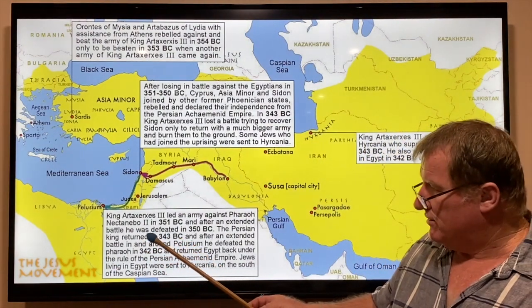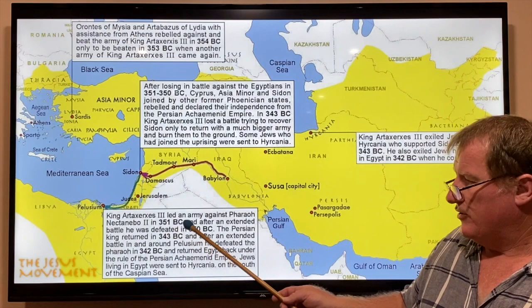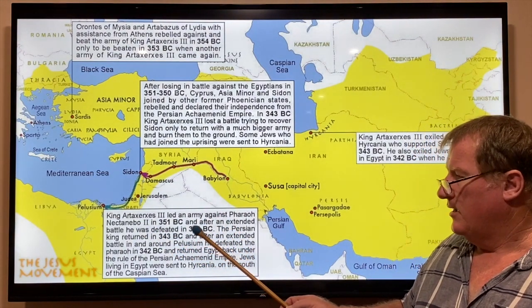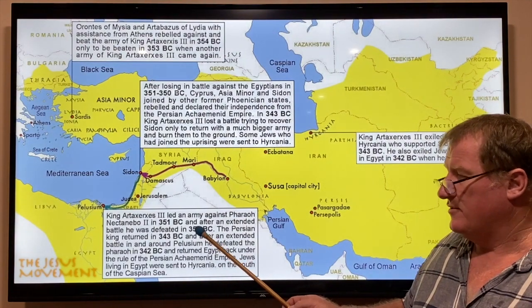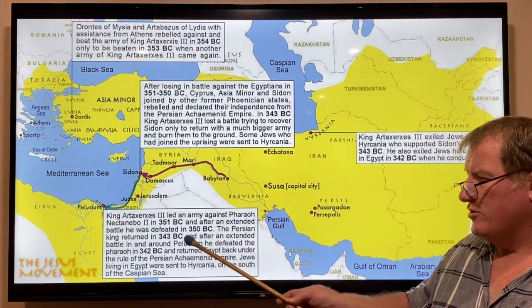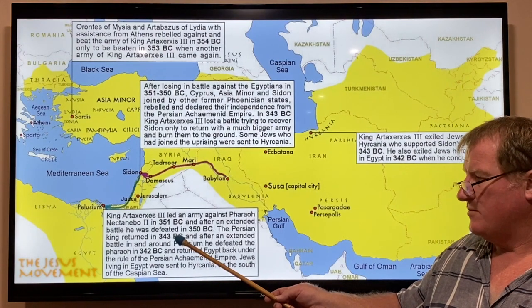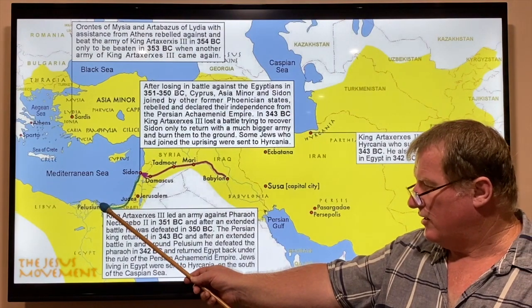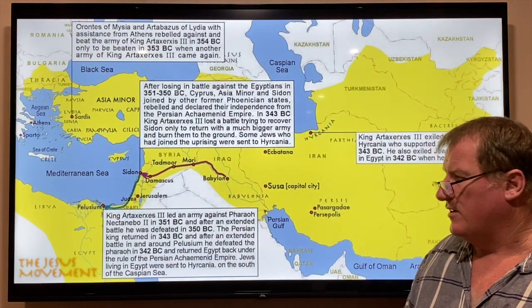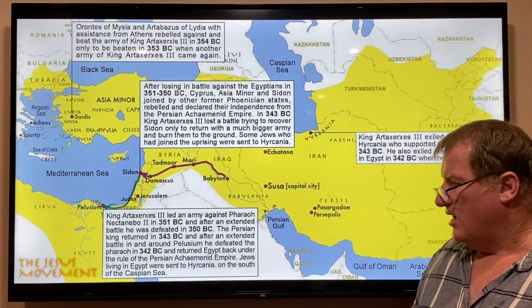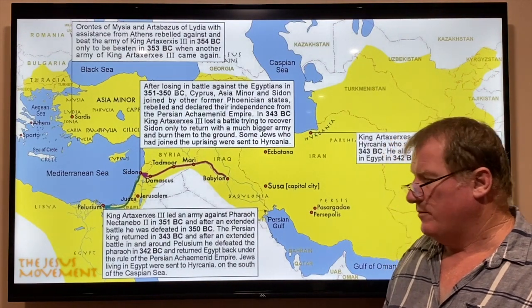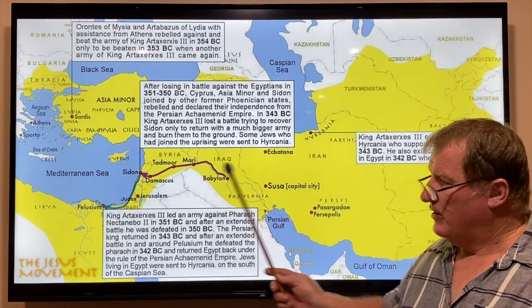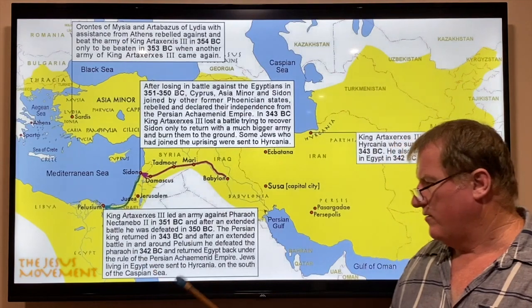to explain this. It says that King Artaxerxes III led an army against Pharaoh Nectanebo in 351 BC, and after an extended battle he was defeated in 350 BC. The Persian king returned in 343 BC, and after an extended battle in and around Pelusium, which is located here on the coast, he defeated the pharaoh in 342 BC and returned Egypt back under rule of the Persian Empire. And so we see that under this particular ruler, he actually gains this territory back once again.